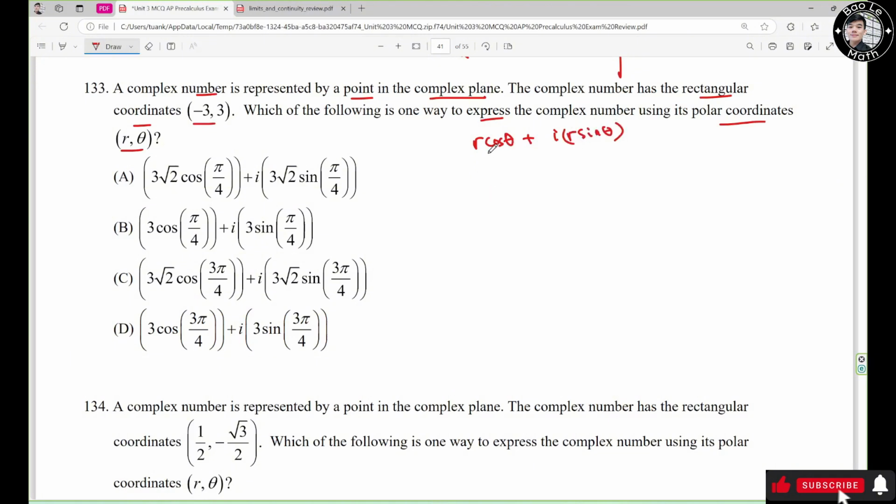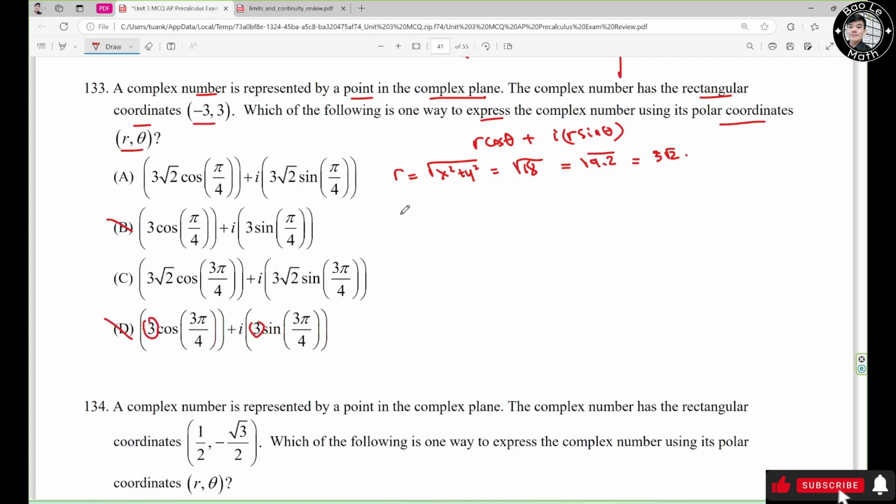Alright, so basically you need to calculate the radius first, right? Now the radius equals the square root of x squared plus y squared. So it could be negative 3 squared plus 3 squared. It could be 18, right? So then it's going to be the square root of 9 times 2. Now 9, you can bring it outside. It turns out to be 3 root 2, right? So you can eliminate answers B and D because the radius is wrong.